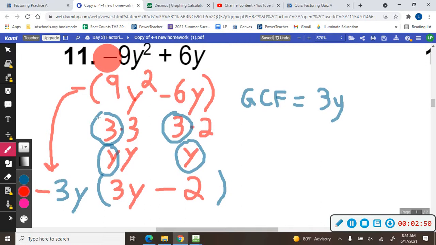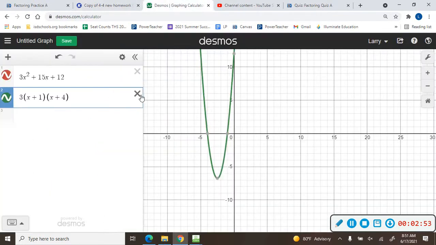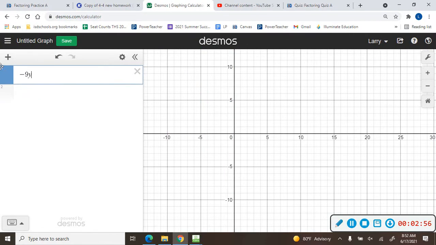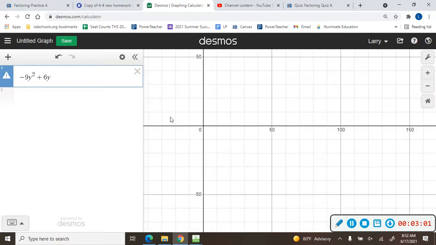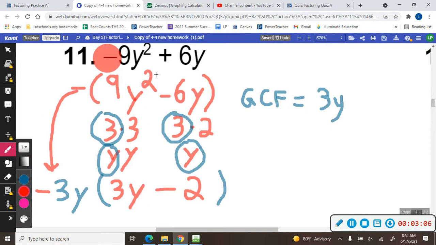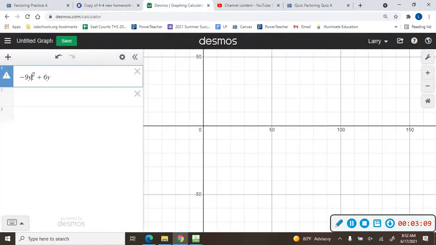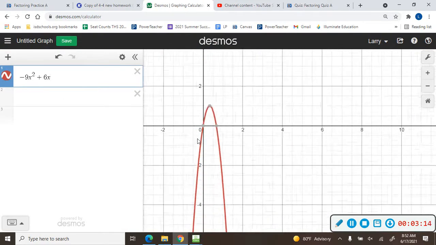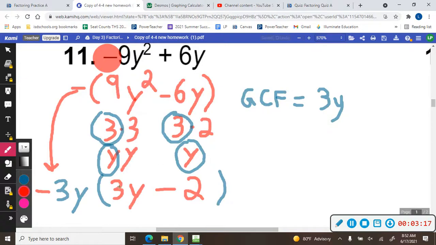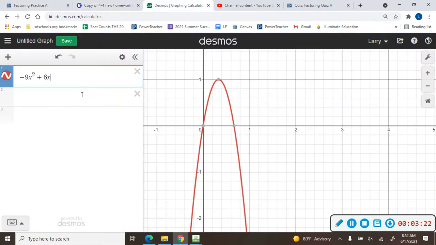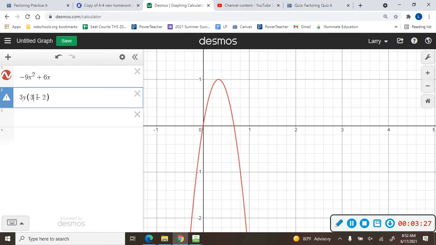So checking my work, negative 9y squared plus 6y. And I have a problem here because Desmos doesn't like y, so I'm just going to change that to an x. And that's what that looks like. And then if I type this in, say I forgot the negative, and I put 3y minus 2. And again, Desmos doesn't like y, so I'll put x.